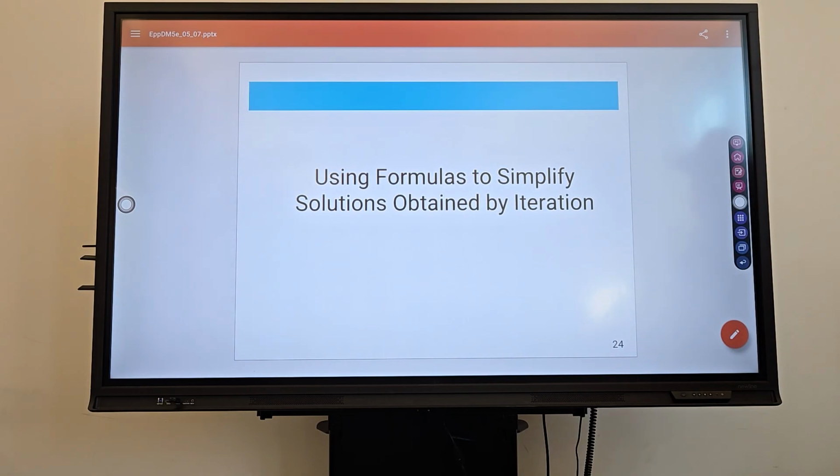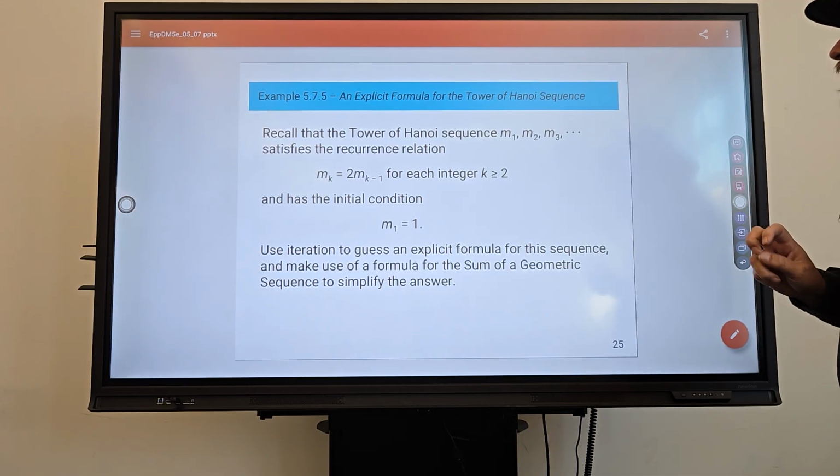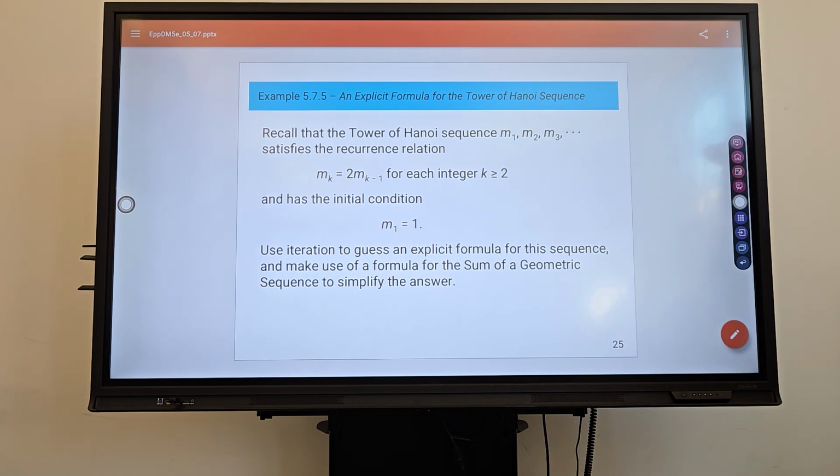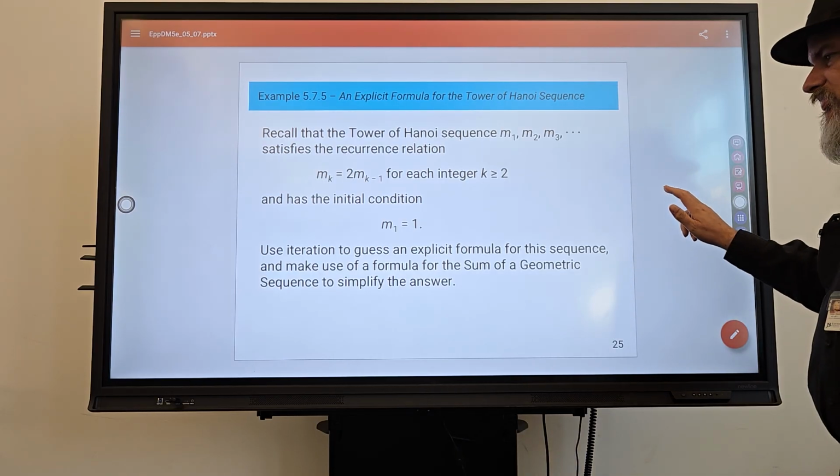Using formulas to simplify solutions obtained by iteration. Recall that the Tower of Hanoi sequence, m1, m2, m3, etc., satisfies the recurrence relation m sub k equals 2 m sub k minus 1, and has the initial condition m1 equals 1. Use iteration to guess the explicit formula for the sequence, and make use of a formula for the sum of a geometric sequence to simplify the answer.